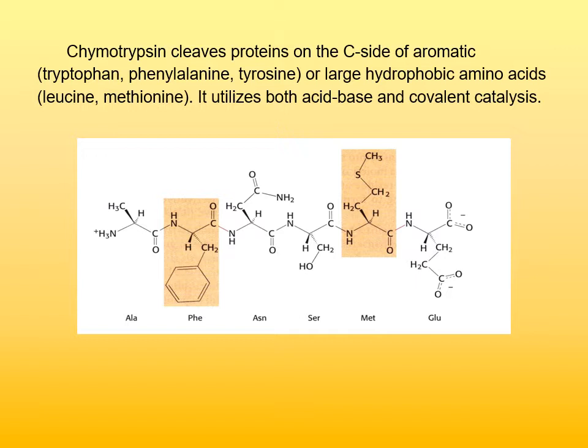Here you have an example of a segment of a peptide chain, and you can see that in that chain phenylalanine and methionine are indicated, they are shaded, so that's where chymotrypsin would cleave the chain. It would cleave on the C side, so that means on the right side in each case.